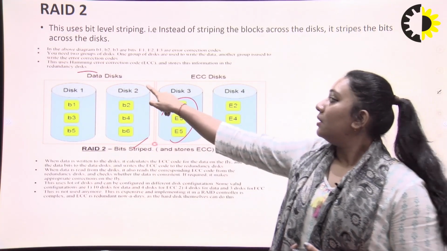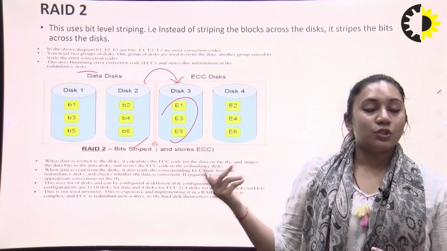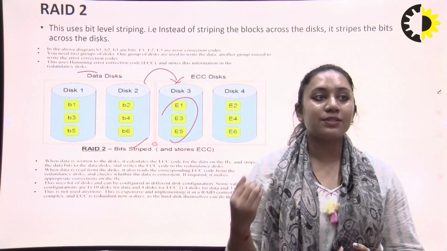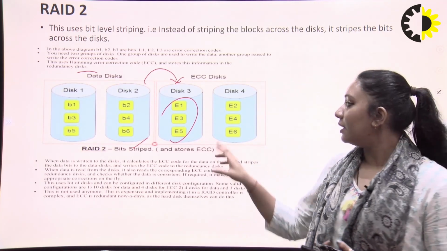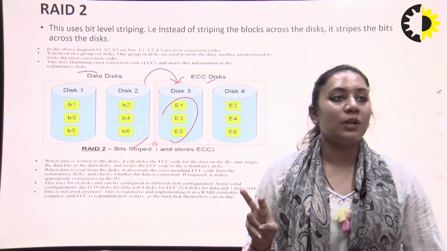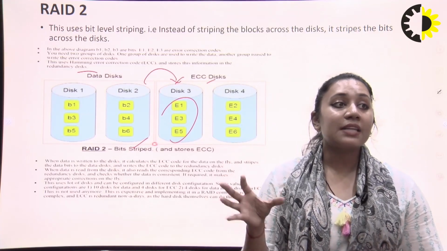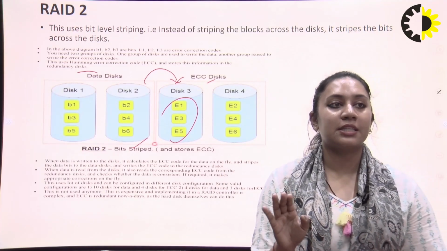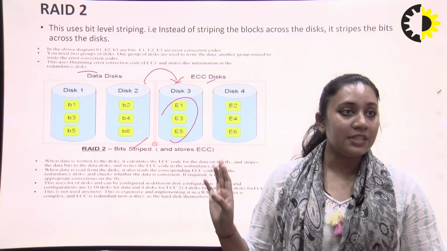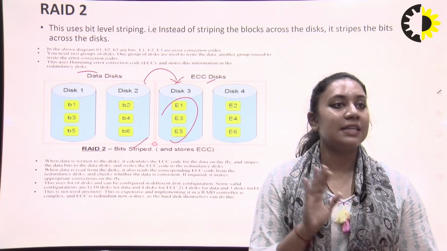It can use the Hamming code, which is used to store the information in a redundancy disk. So when data is written into the disk, it can calculate the ECC code, and it stripes the data across some data disks, right? Next, when the data is read from the disk, it reads the corresponding ECC code from the redundancy disk, and it can check whether the data is consistent or not.